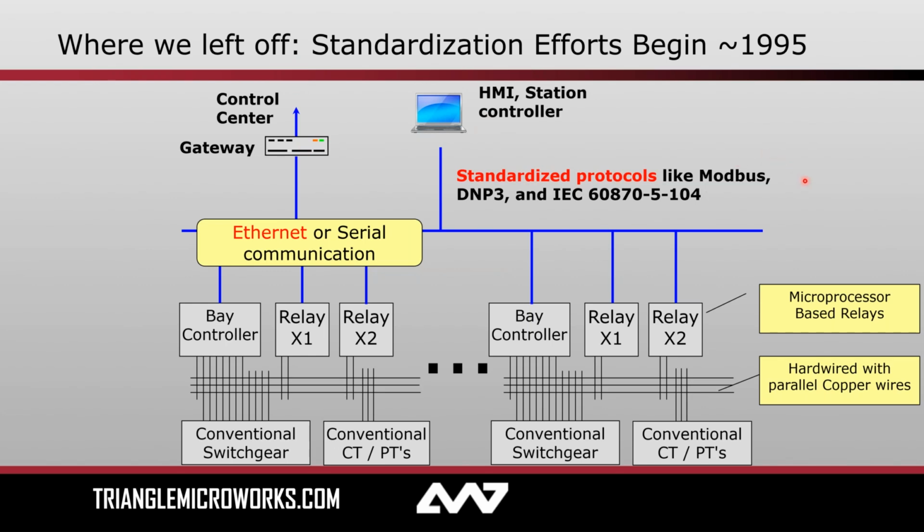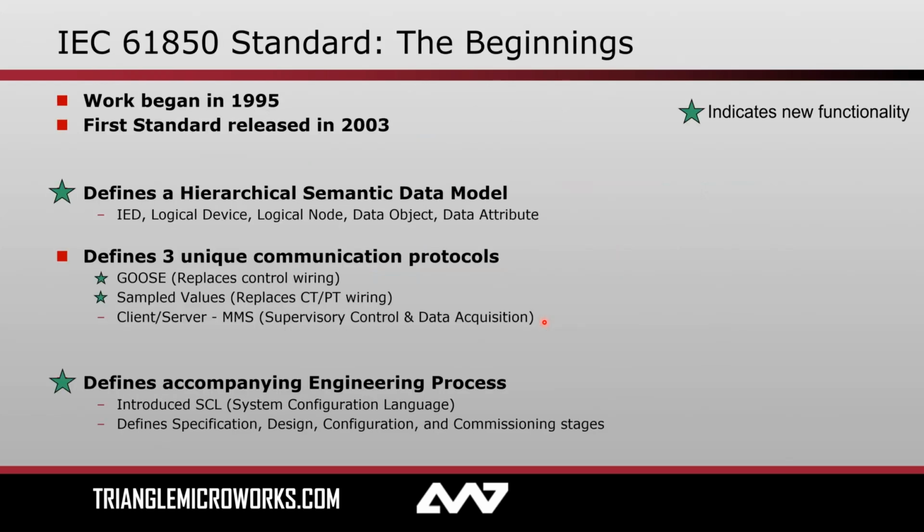Around the same time, efforts began on IEC 61850. Work first began in around the year 1995, and the first parts of the standard were released in 2003 and 2004. That would have been edition 1. Today we're working on edition 2.1. And I threw in some stars here just to indicate what's new when it comes to 61850 compared to the point-based protocols that we spoke about before.